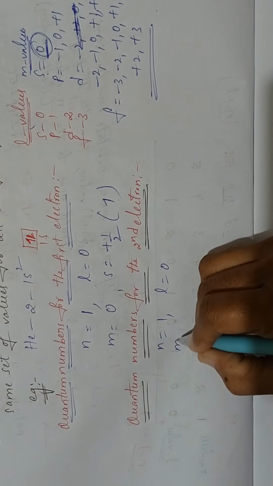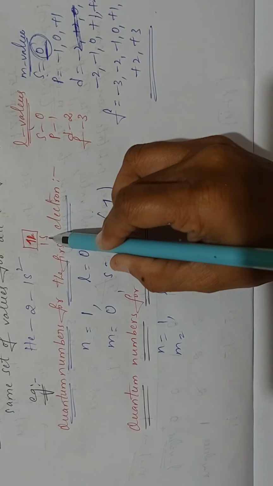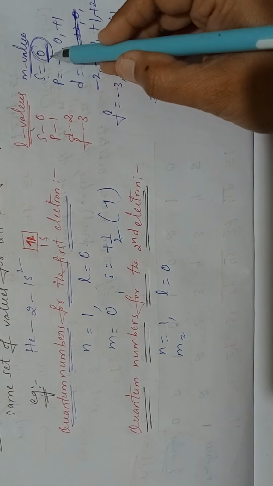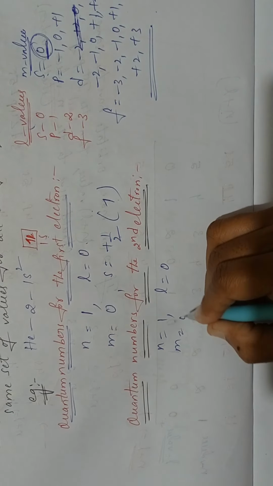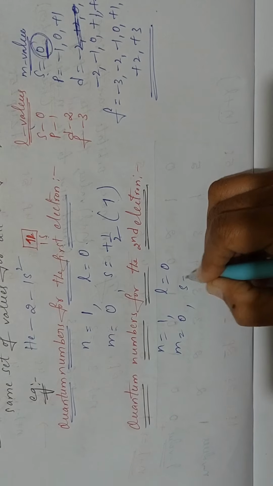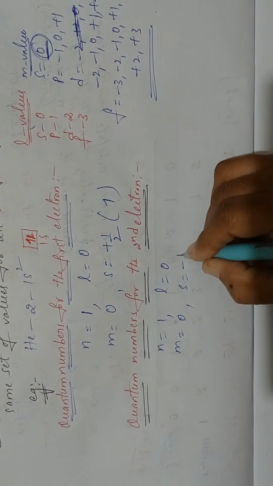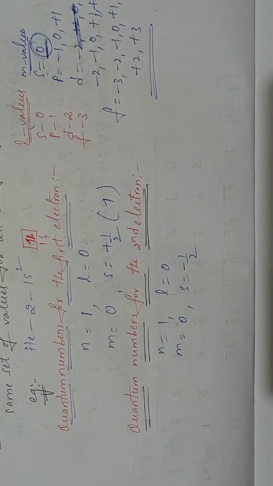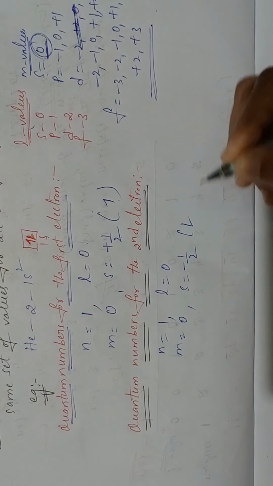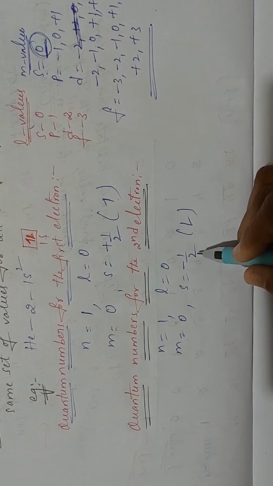Next one, m value, magnetic quantum number. Here s subshell is there, so that's why m value is also 0. So m is equal to 0. What about s value, spin quantum number? For anti-clockwise direction electron, it is minus. So it is anti-clockwise direction, so that's why its spin is equal to -1/2.